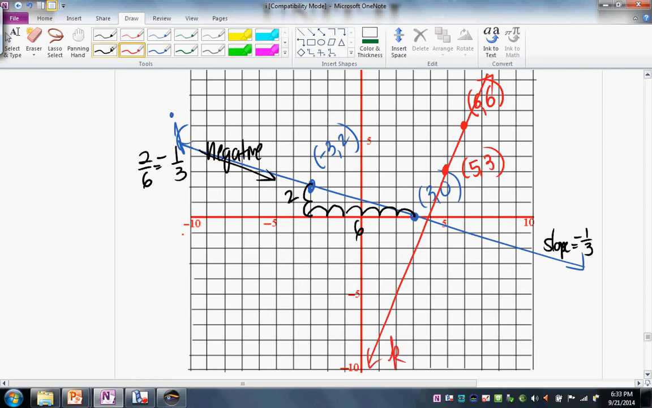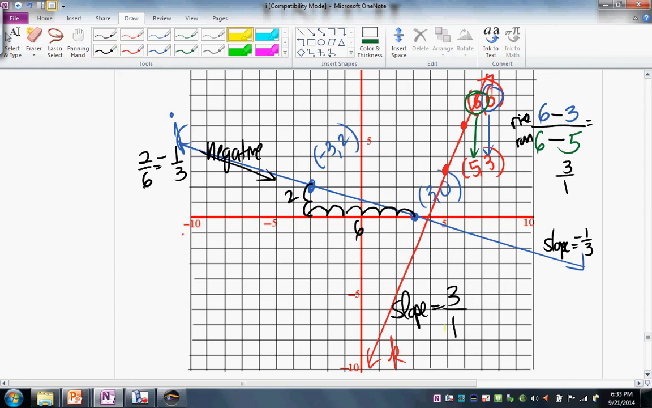And this is supposed to be line K. We're going to find the slope by doing it algebraically. Rise over run. So rise, we subtract the y's, so 6 minus 3. Run, we subtract the x's, 6 minus 5. Let's reduce that. That's going to be 3 over 1. So the slope of K is 3 over 1.